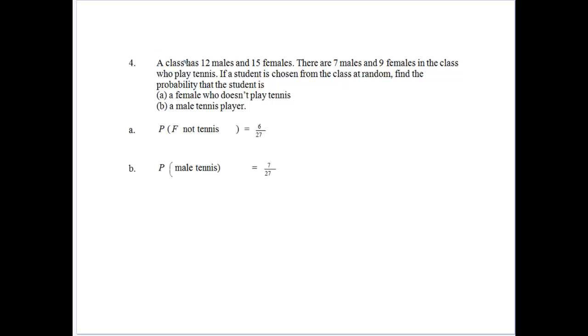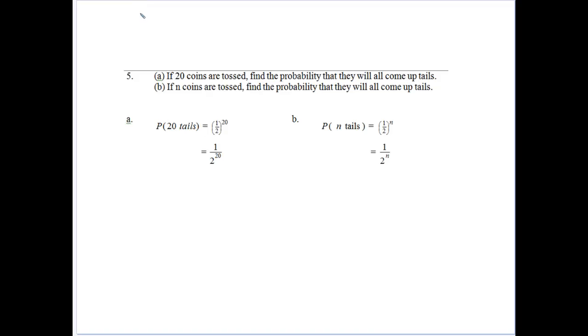We've got a class of 12 males and 15 females, and there are 7 males and 9 females in the class who play tennis. Students are chosen at random. Find the probability of a female who doesn't play tennis. Well, there are 6 who don't play tennis out of the 27. A male tennis player? There are 7 males that play tennis out of the 27, so there's our probability.